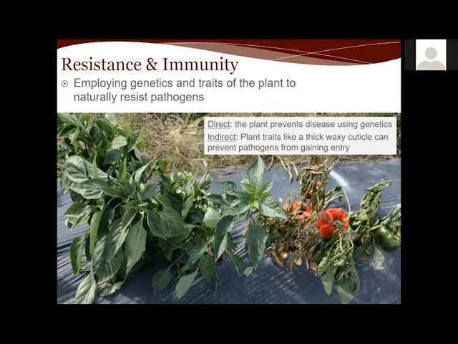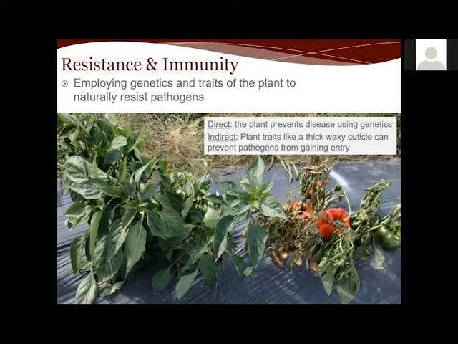Indirect is more like just kind of happenstance things that are also beneficial in terms of resisting disease. So these are plant traits like a thick waxy cuticle that prevents pathogens from gaining entry. A thick waxy cuticle, for example, would have other purposes as well, like preventing sun scald or reducing heat of the day transpiration and water loss and things like that. So it's kind of a multi-purpose trait, and it just so happens that a really thick waxy cuticle can help resist penetration from germinating spores in some cases.